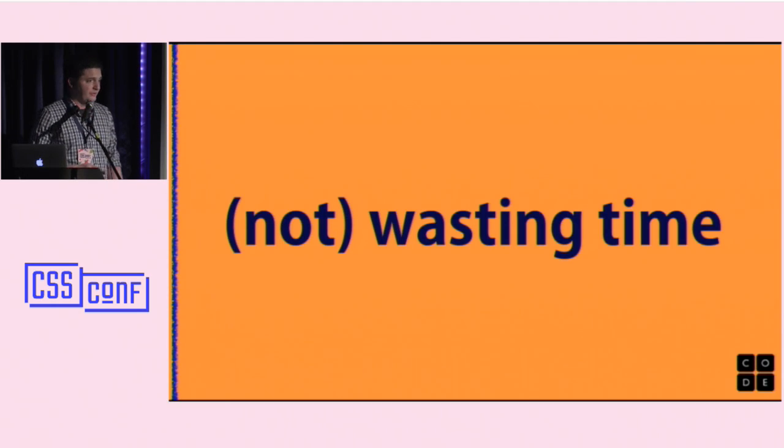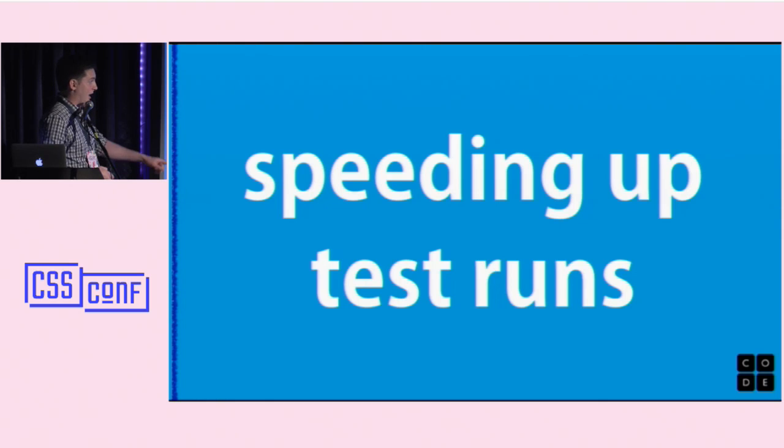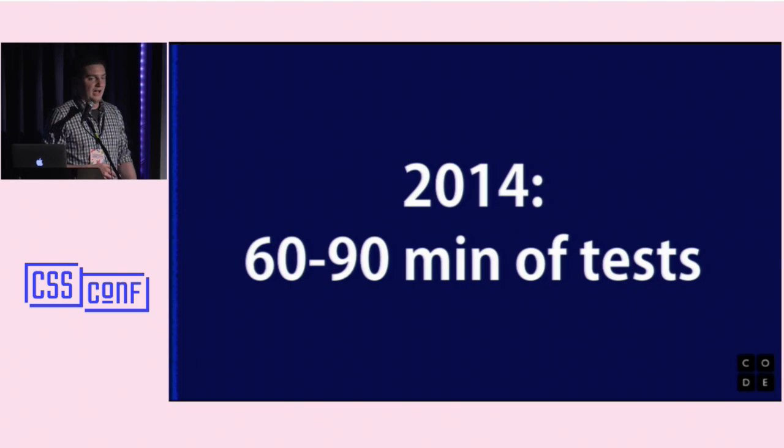Cool. So, wasting time or not wasting time. We don't want to waste time. Time is valuable. We can do things with time. One thing that sometimes happens with tests is you write a couple tests and then it's like, oh, 2 minutes, that's fine. I can do a minute-long test, I can wait for that. And then your whole team's writing tests, and more people are writing tests. Suddenly your test suite is 60 to 90 minutes, which means you're not going to run it locally. You're not going to run it very often. And then those buckets of changes that you have to figure out what broke what are going to be larger.